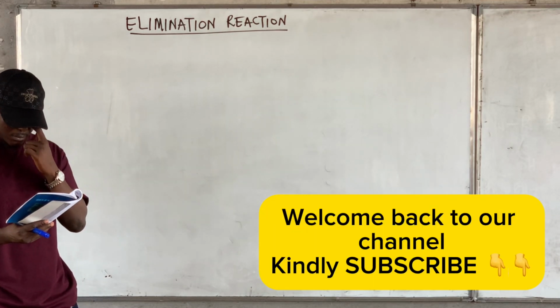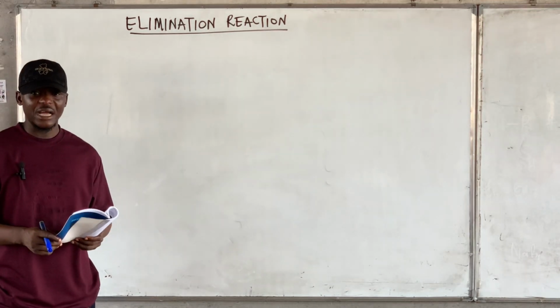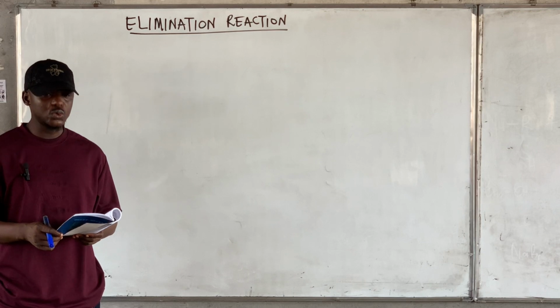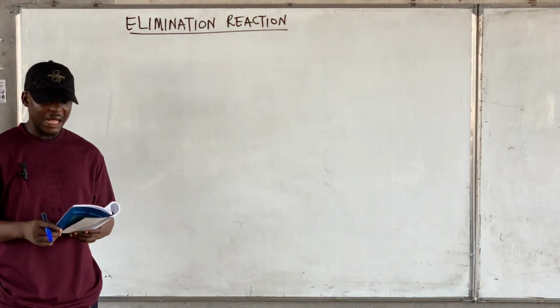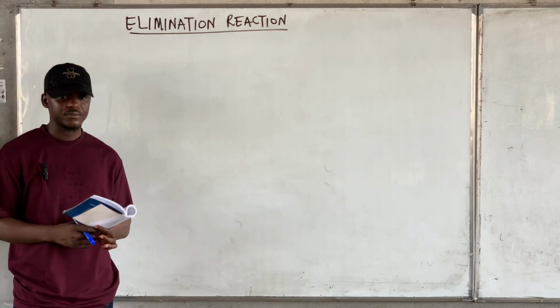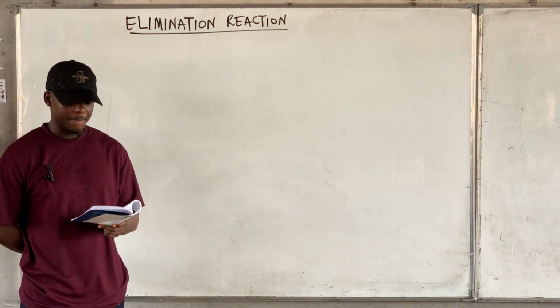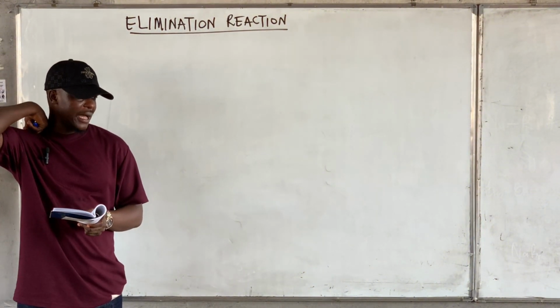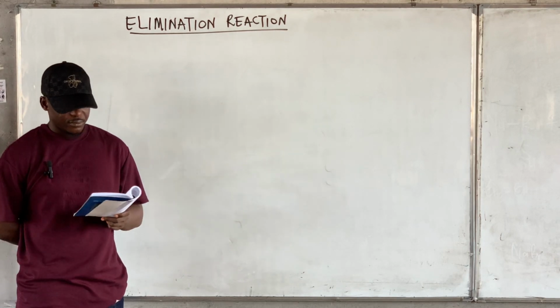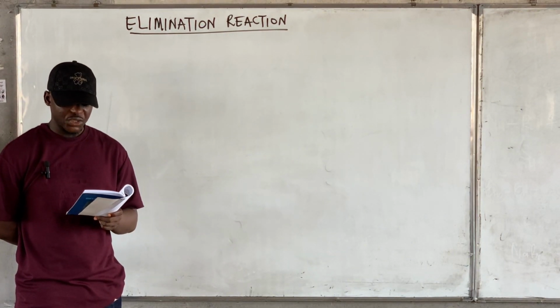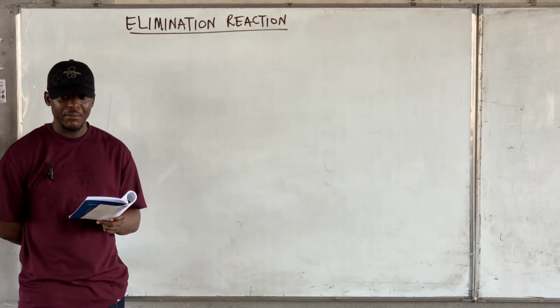Elimination reaction is a type of organic reaction in which two substituents are removed from a molecule. Elimination reaction often results in the formation of a new pi bond.